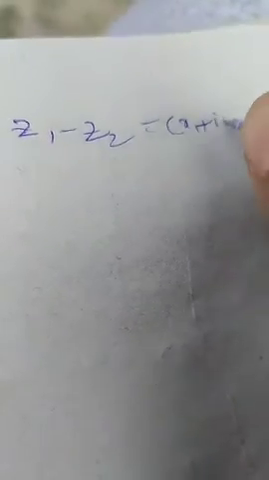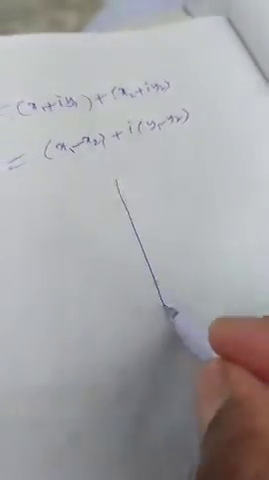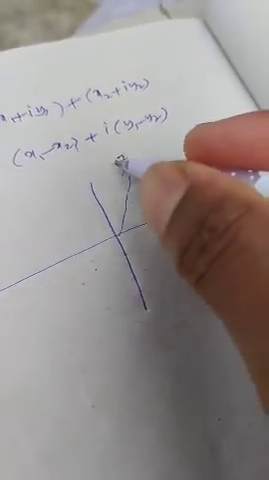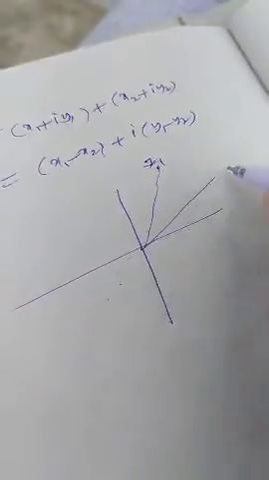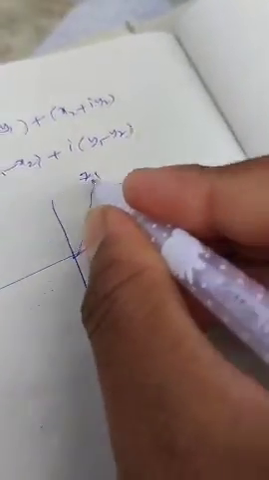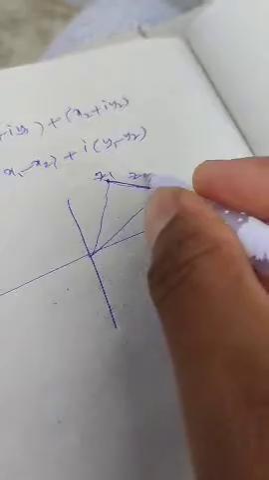Now subtraction, Z1 minus Z2. Z1 is x1 plus iy1 and Z2 is x2 plus iy2. How to subtract? Real parts: x1 minus x2, plus i times (y1 minus y2). This is the algebraic expression. In the geometrical expression, this is Z1 and this is Z2. Then Z1 minus Z2 gives the distance between these two vectors. This is Z1 minus Z2.